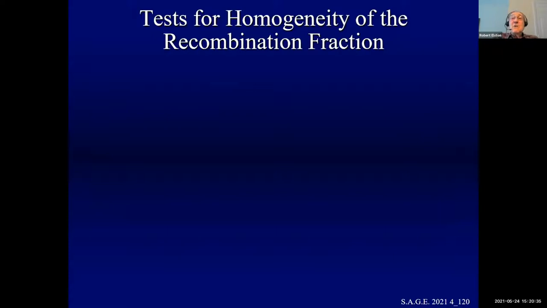Now, suppose we want a test for homogeneity of the recombination fraction. There are, I suppose, 3 tests available. There's lots of tests available, but I'm thinking in LodPal there. This is LodLink, this program. It's the original linkage analysis with LODs.